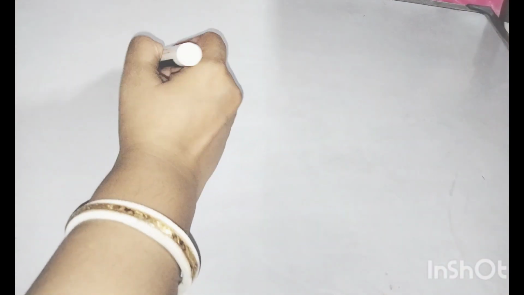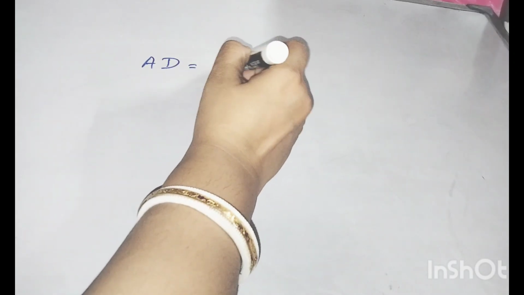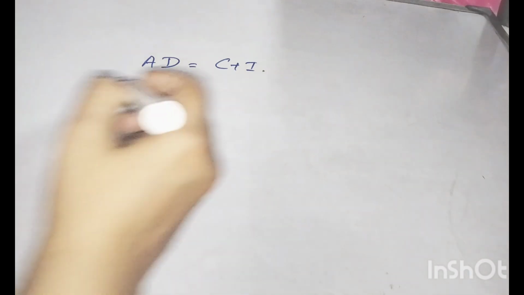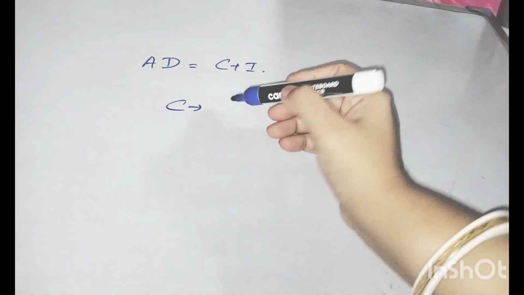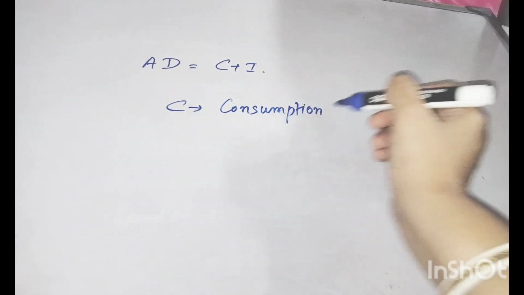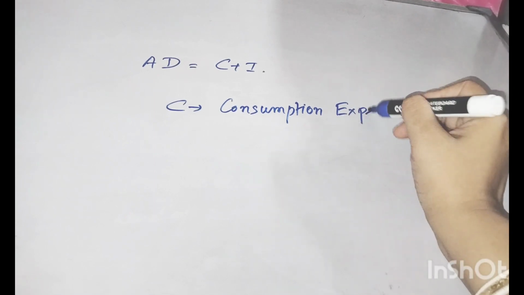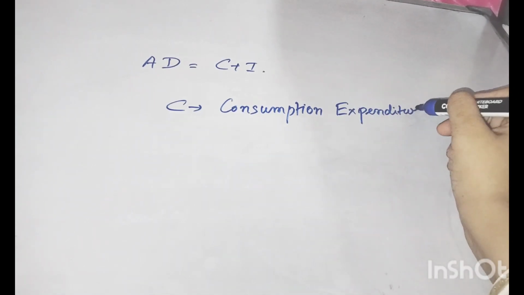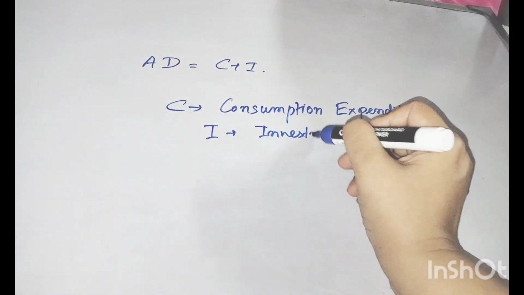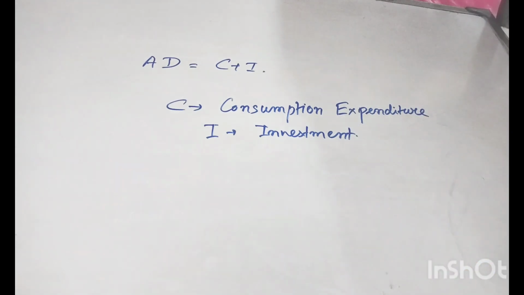We can write AD equal to C plus I. What is C? C here is the consumption expenditure and I is the investment. That means consumption plus investment will give you aggregate demand.